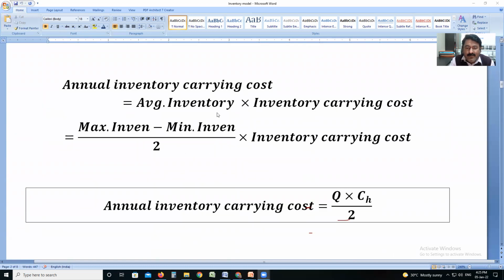annual inventory carrying cost. So it is average inventory into inventory carrying cost. So friends, now what is average inventory? Maximum inventory minus minimum inventory divided by 2, into inventory carrying cost. Inventory carrying cost, we have already seen this. We have mentioned that it is nothing but CH. Okay, we have seen in the graph going up and opposite side.